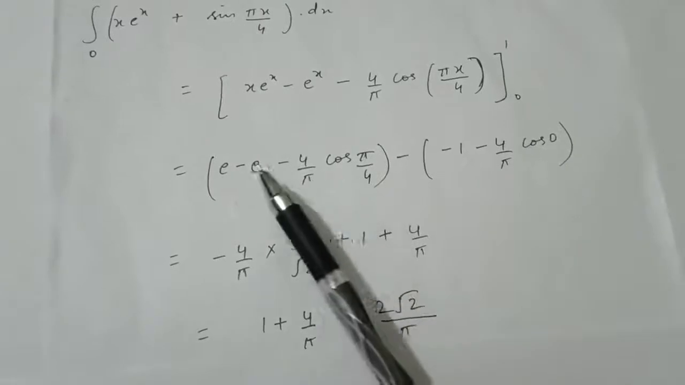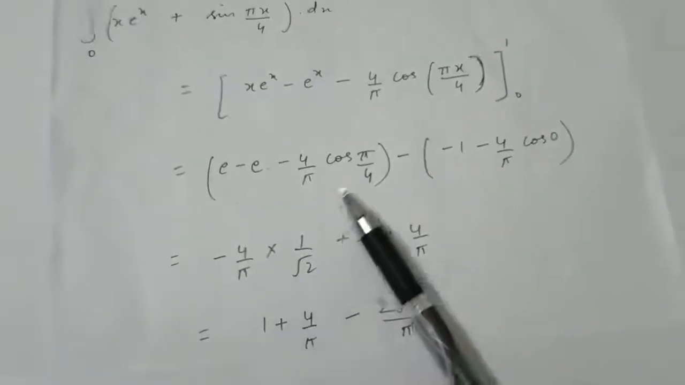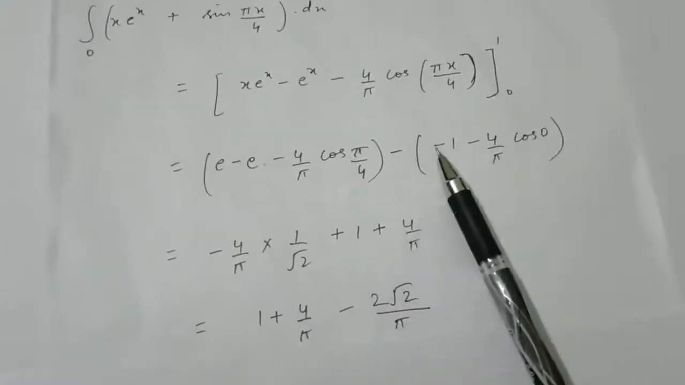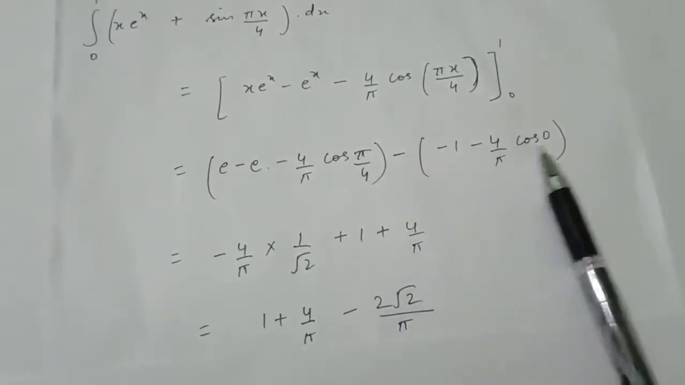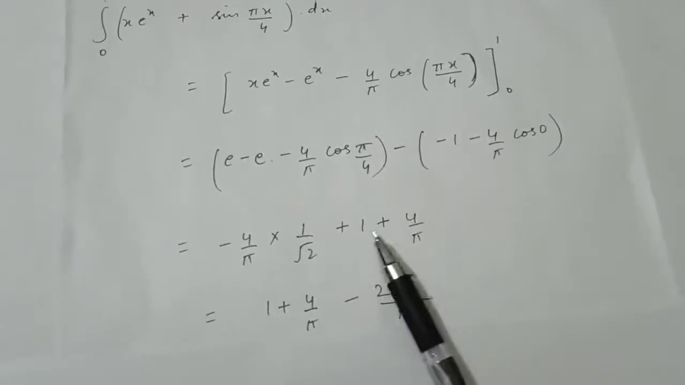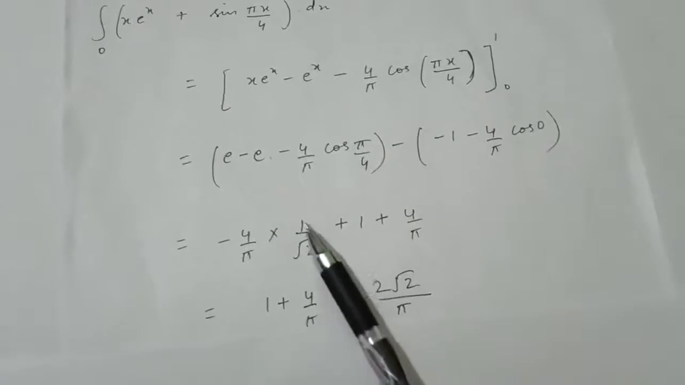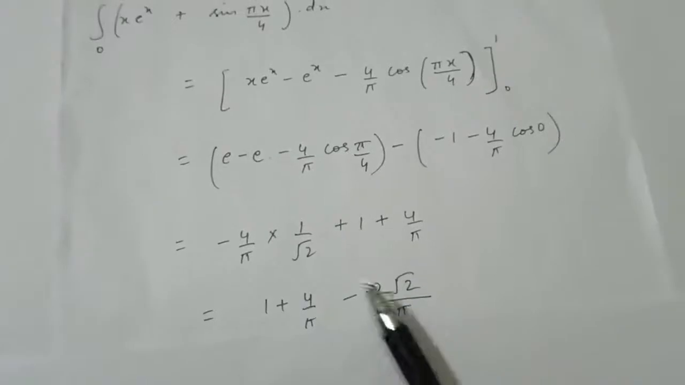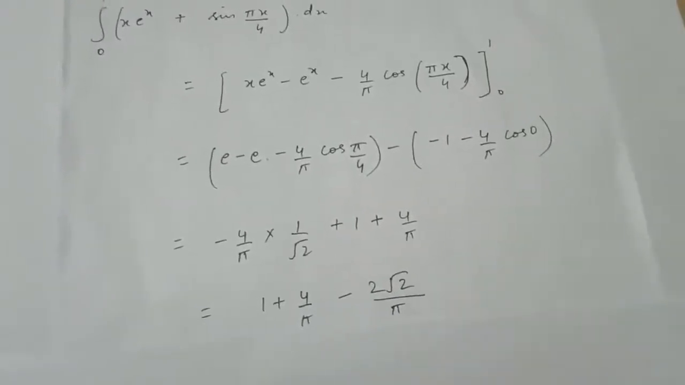Now see here, this e will get cancelled. So minus 4 by pi into cos pi by 4, you know, is 1 by root 2. This minus will become plus 1, plus this will become 4 by pi because cos 0 is equal to 1, right? So the final answer you will get as 1 plus 4 by pi, and this when you solve will be minus 2 root 2 by pi. Why? Because when you divide this 4 by root 2, you will get 2 root 2. Clear?